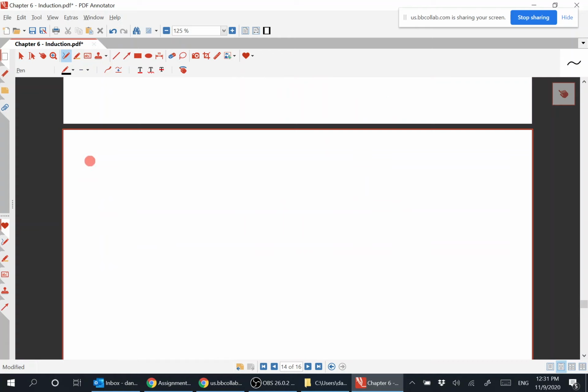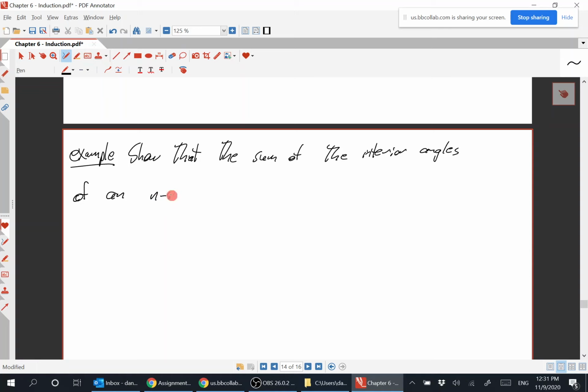Here's a real nice geometric example. Okay, so let's show that the sum of the interior angles of an n-sided polygon is n minus 2 times 180 degrees for all n bigger than or equal to 3.